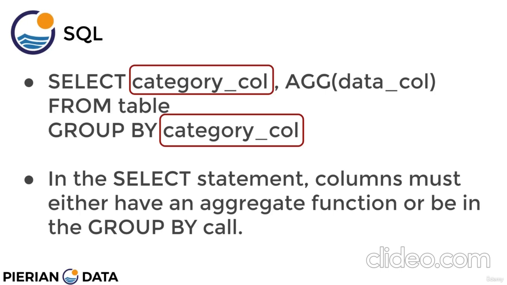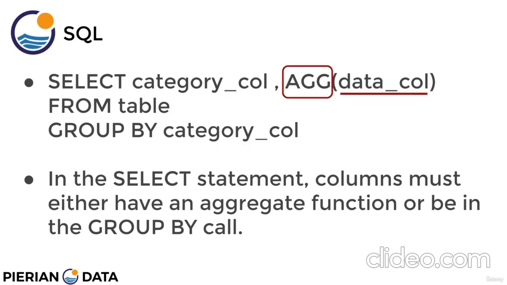So if we're using a group by statement, then if we're selecting a particular column by itself, it must be included in the group by statement. Notice here, I've decided to select the category column, so that column must also appear in the group by statement. The only exception is if I'm calling some sort of aggregate function on the column itself. In this case, because I'm aggregating something on the data column, it does not need to be included in the group by statement.